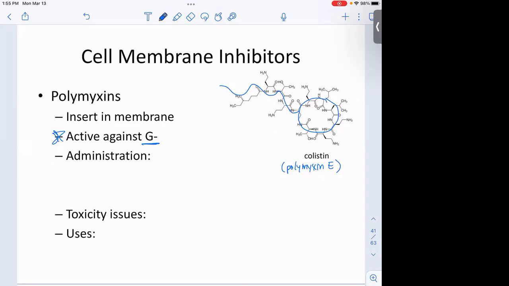Administration here is usually topical because they have huge toxicity issues with the kidney. On rare occasions, they might administer this drug by injection to a patient, maybe if nothing else is working, or even, I've read about cystic fibrosis patients getting an aerosol of polymyxin and breathing it in. But again, because of the toxicity issue, usually just topical, and we'll say rarely by injection.